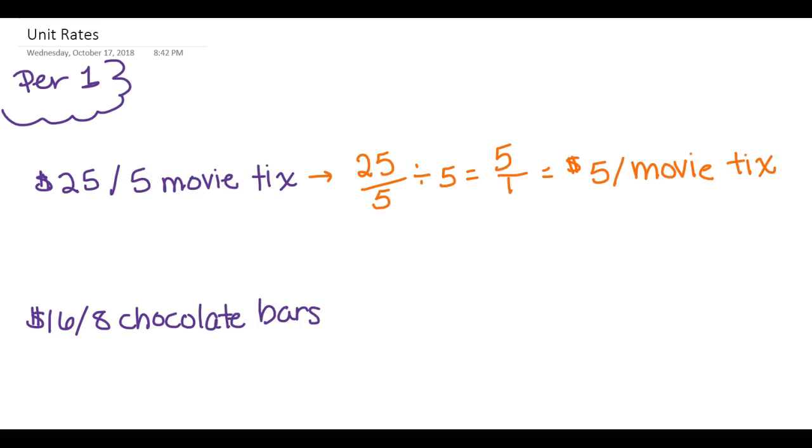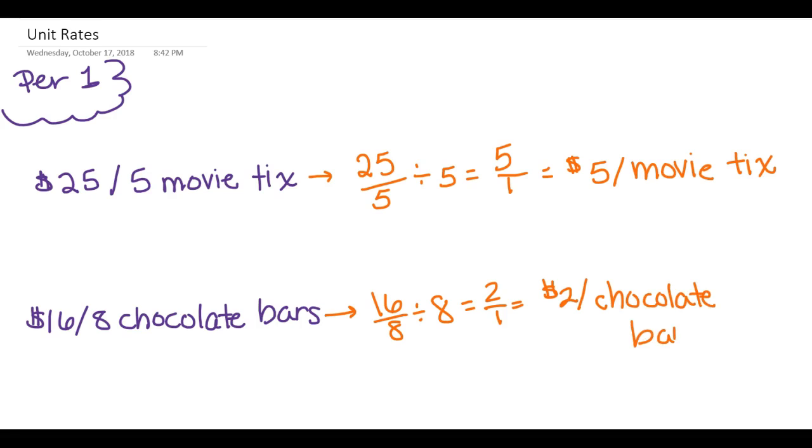Okay? And so it's very similar. So we're going to do $16 for 8 chocolate bars. And so again, I'm going to set it up as a fraction, 16 over 8. And I'm going to divide by 8 because that is going to be my greatest common factor. And it becomes 2 over 1. So that means it is $2 per chocolate bar.